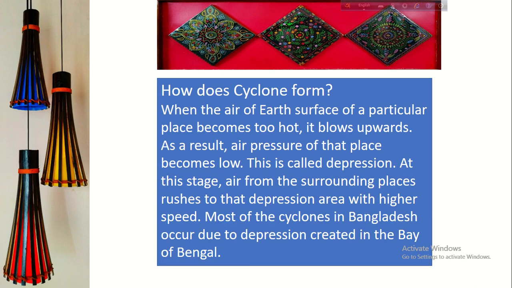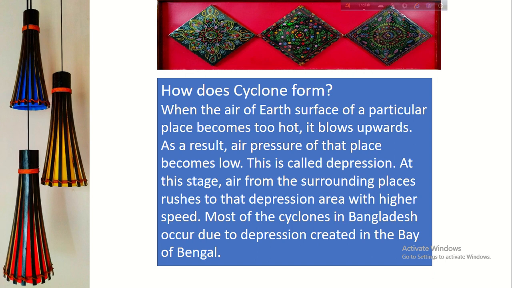How does this cyclone occur? When the air of Earth's surface of a particular place becomes too hot, here I want to remind you that this is the characteristic of hot air. When temperature increases, air pressure decreases and low air pressure, so it blows upwards.